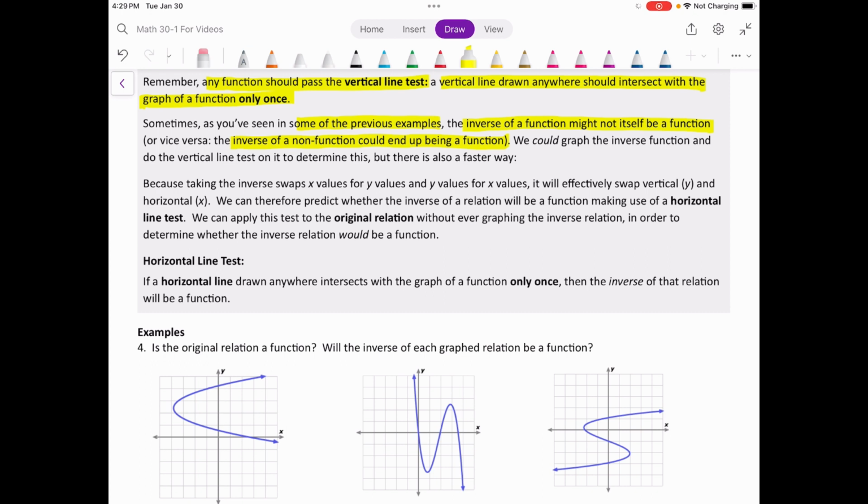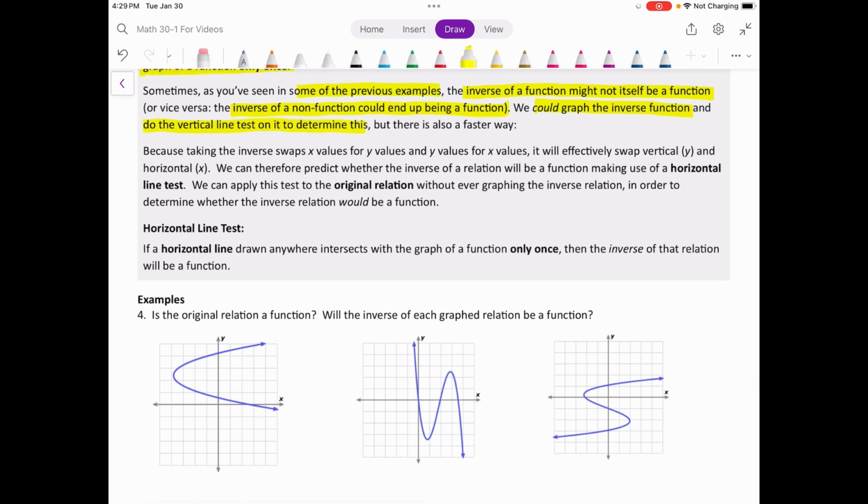We could absolutely graph the inverse function, right? Given a function, we could graph the inverse and then do the vertical line test on it. But there's a faster way. If we think about what taking the inverse does, it swaps x values for y values and y values for x values. And if you think about what that means, it's effectively swapping vertical, y, and horizontal, x.